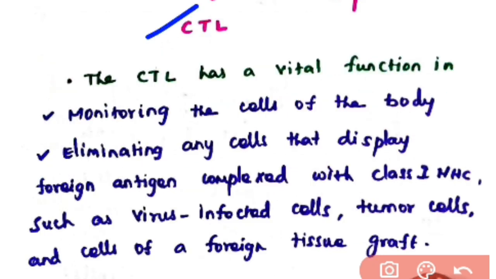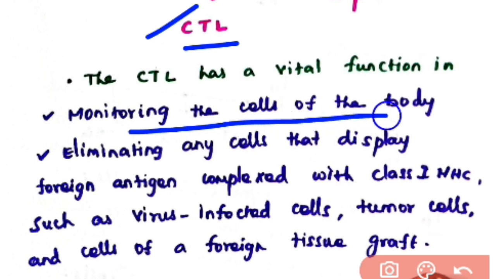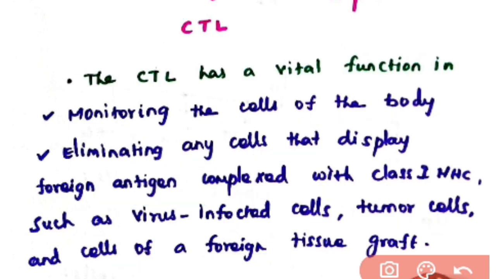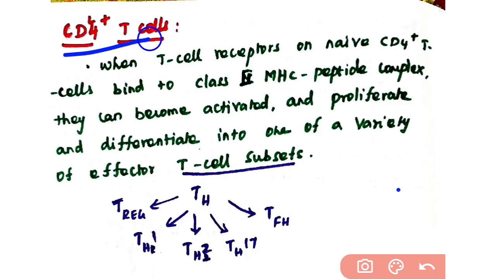Next, the function of these cytotoxic T lymphocytes is monitoring the cells of the body. They eliminate any cells that display foreign antigen complexed with class 1 MHC, such as virus infected cells, tumor cells and cells of foreign tissue graft. Next, let's see about CD4 plus T cells, that is T helper cells. When T cell receptors present on the naive T helper cells, that is CD4 plus T cells, bind to the peptide in complex with class 2 MHC molecule.